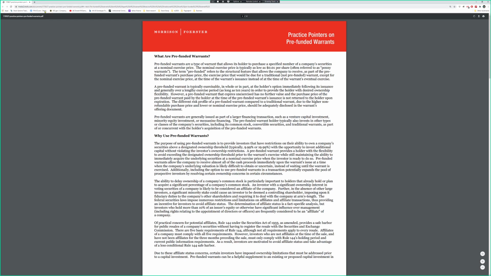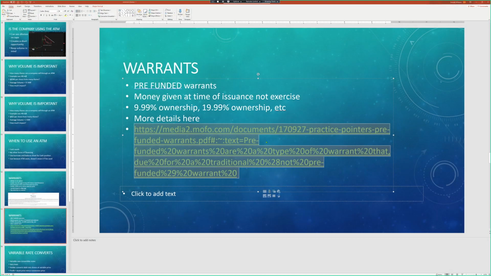So if it's a pre-funded warrant, what happens is they paid for it at the time of the issuance. Let's say they bought 10 million shares in an offering. Well, they are also buying 10 million warrants at $1, right? So they're paying for it. So that means the company's already used it. So pre-funded versus non-pre-funded is an important detail to know the difference. And we'll go into this a little bit deeper.